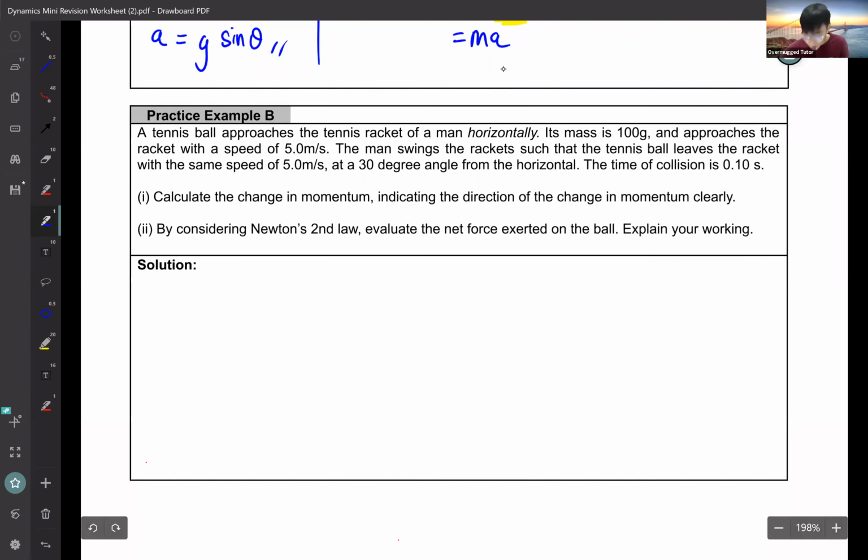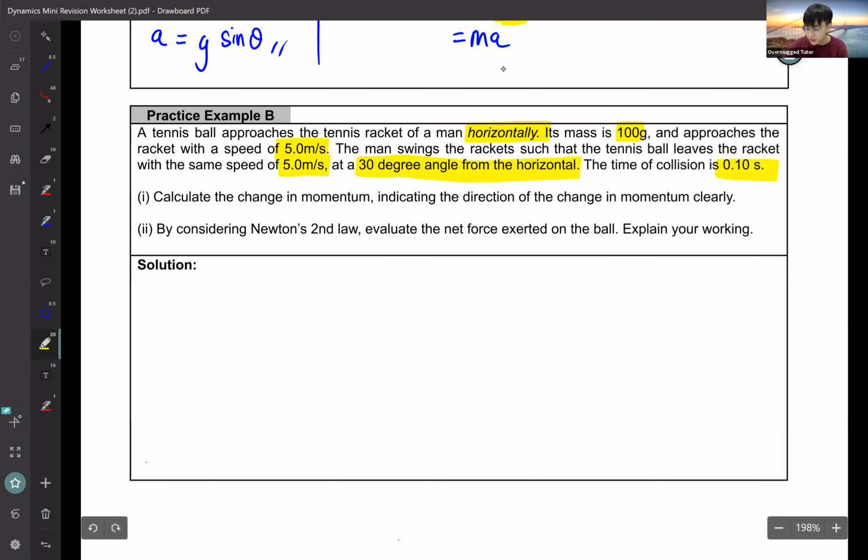So let's read the question first. A tennis ball approaches a tennis racket of a man horizontally. So there's this guy playing tennis. He's about to swing his bat and hit a ball. The ball was originally coming to him horizontally. So the ball has a mass of 100 grams and it's approaching the racket at a speed of 5 meters per second. The man swings the racket, and then he hits the ball. The ball now leaves with the same speed, 5, but this time around with a 30-degree angle from the horizontal.